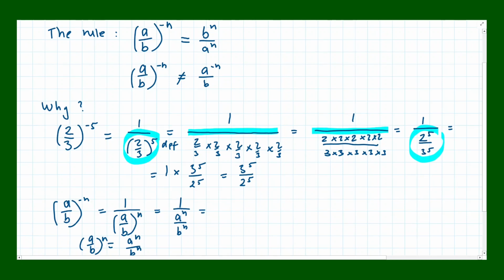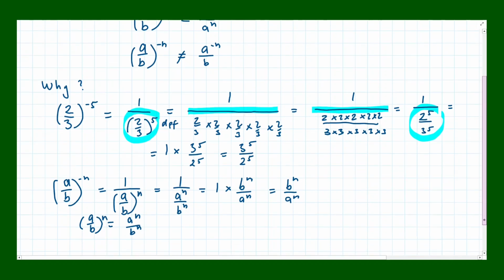Now we need to remember what happens when we need to divide something by a fraction. So that's just multiplying by the reciprocal. Switch a to the n over b to the n to b to the n over a to the n. And again, anything multiplied by 1 just gives itself. So b to the n over a to the n. And voila, this is why the rule works, and this is why the rule works every single time with any number or variable.